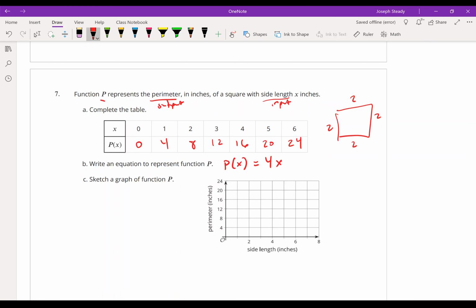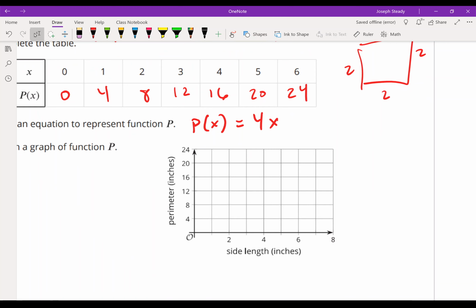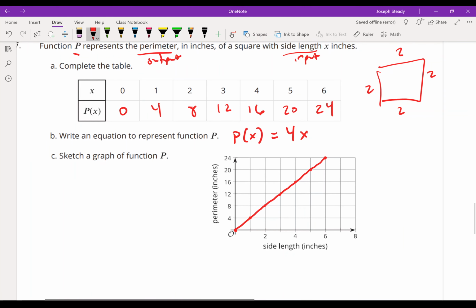Now to sketch a graph of this, we can do this pretty quickly just by plotting all the points we found. So 0, 0, 1, 4, 2, 8, 3, 12, and so on. So I'm just plotting all the points we found. And it makes a nice straight line in this case. So we can connect the dots. We do connect the dots in this case because I can have decimal numbers and fractions, right? It's possible for a side length to be 3.5, so I will connect the dots here. And that is actually our last problem here.